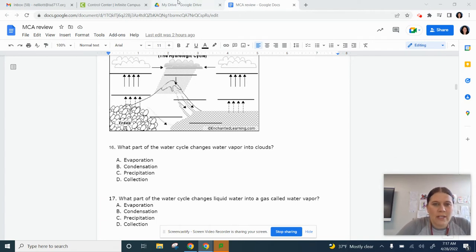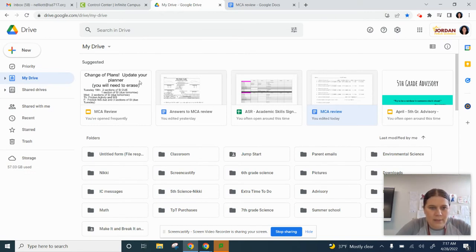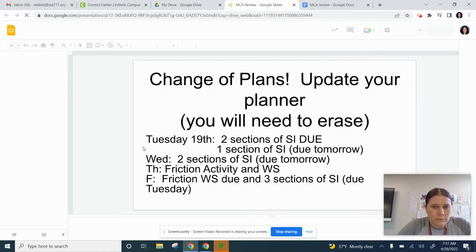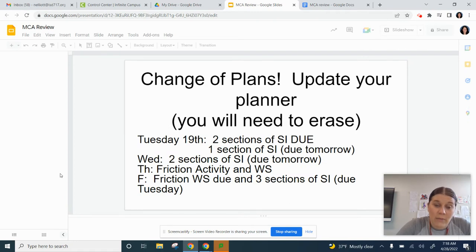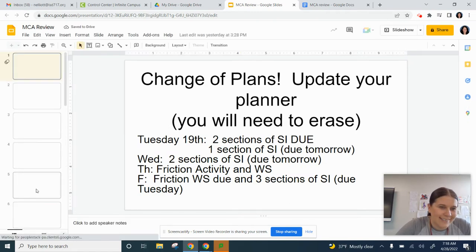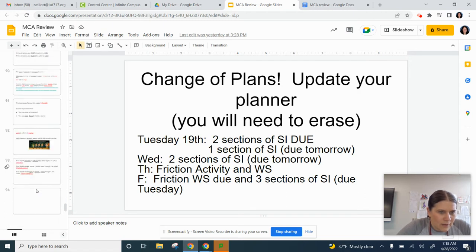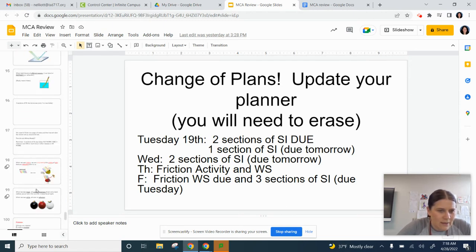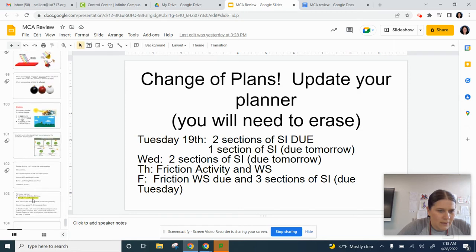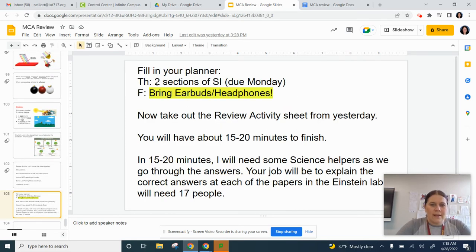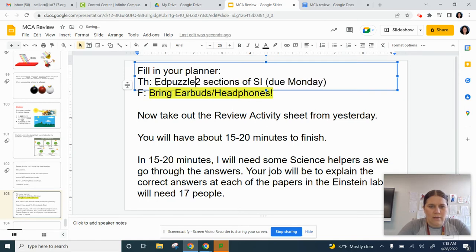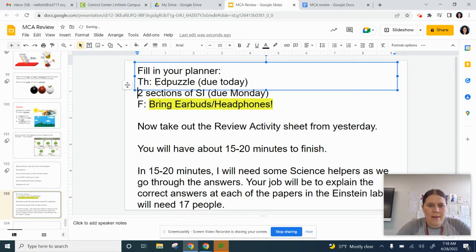Okay, so first thing we need to do is fill in your planner, and it is on the board as well. But let me see here. Got to get that open. So change of plans, that was from a long time ago, but that's also for today. So get in your planner, fill it in for today and tomorrow. Let me find the sheet I need. I've already done magnets, already did color. We are here. So adding in an Edpuzzle, because that's your assignment today. 2 sections of Study Island will be due Monday.